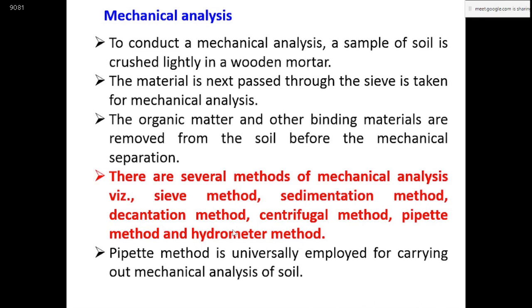Mechanical analysis. To conduct the mechanical analysis, a sample of soil is crushed lightly in a wooden mortar. The material is next passed through the sieve and taken for mechanical analysis. The organic matter and other binding materials are removed from the soil before the mechanical separation. There are several methods of mechanical analysis like the sieve method, sedimentation method, decantation method, centrifugal method, pipette method, and hydrometer method. The pipette method is usually employed for carrying out the mechanical analysis.